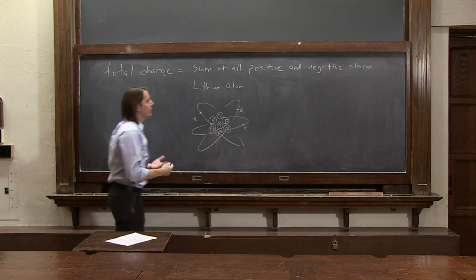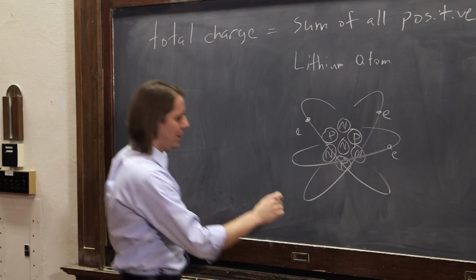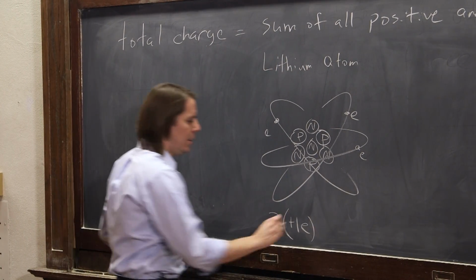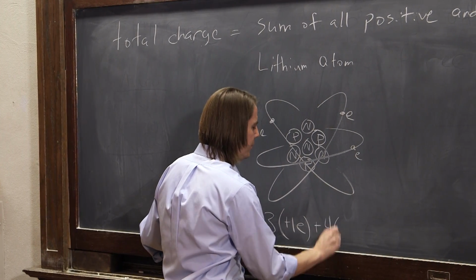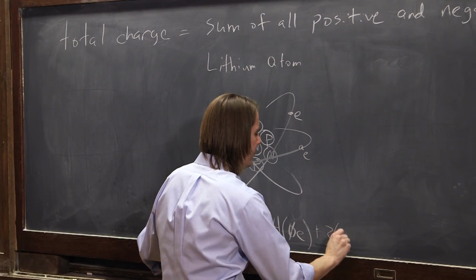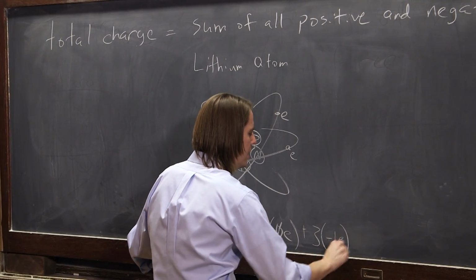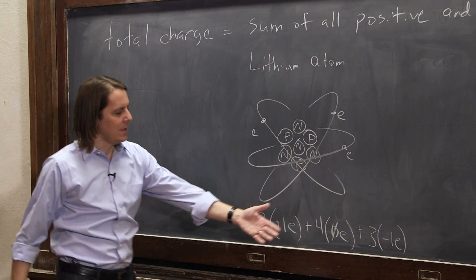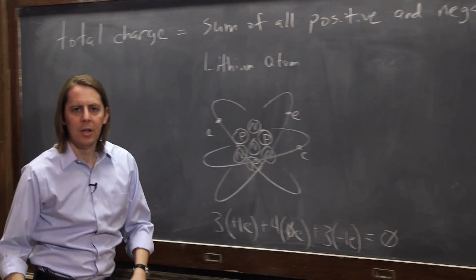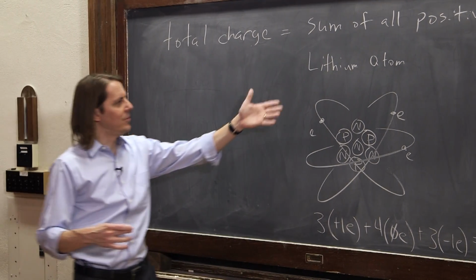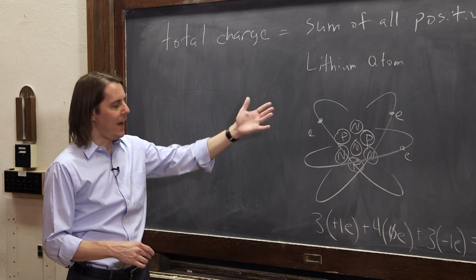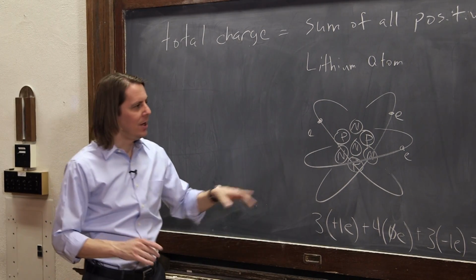So if I wanted to know the total charge on this atom, I would just say, well, it's 3 protons, so 3 times plus 1 E, plus 4 neutrons times, oh, but 0 E, plus 3 electrons, 3 times minus 1 E. And I would add it up together. That's 3E plus 0 minus 3E equals 0. So sure enough, the charge on an atom in its natural neutral state is 0. It's neutral, just like it should be, right? Just by adding up the charge. The math will get harder, I promise.